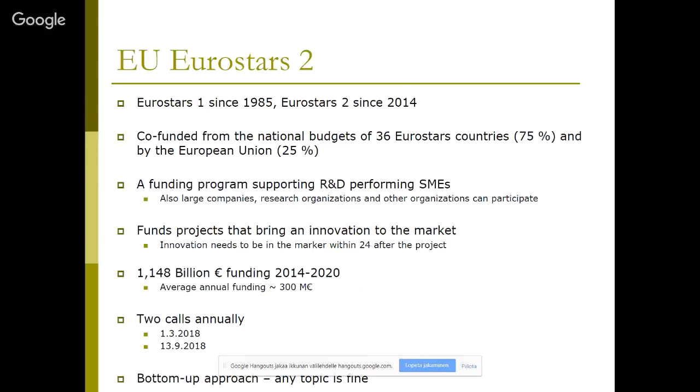The total budget has been more than 1 billion since Eurostars 2, and the annual budget is around 300 million euros. So it has 2 calls annually. The next call is 1st of March 2018, and the last call next year is 13th of September 2018. So the program is a bottom-up approach, and it means that any topic is fine.